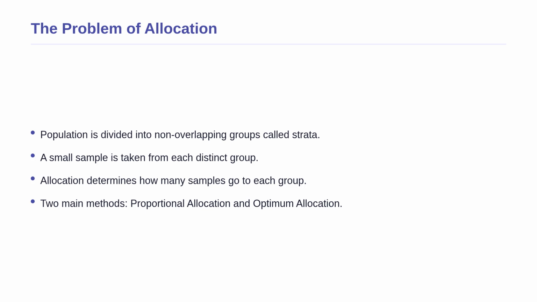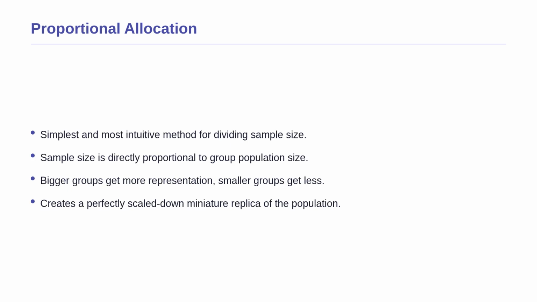The first is proportional allocation, which distributes the sample based purely on the size of the group. The second is optimum allocation, which makes a smarter choice by also considering how diverse the group is and how much it costs to survey them. Let us start with the most straightforward approach.